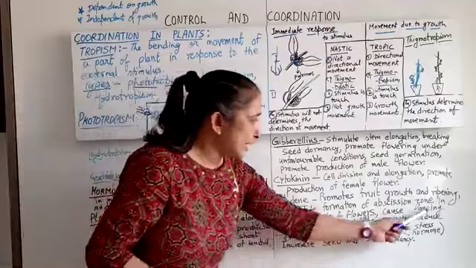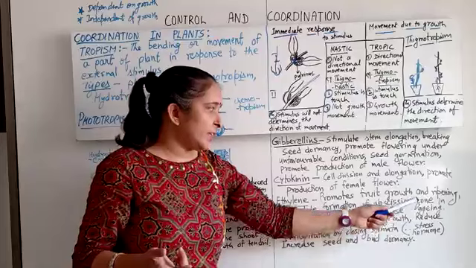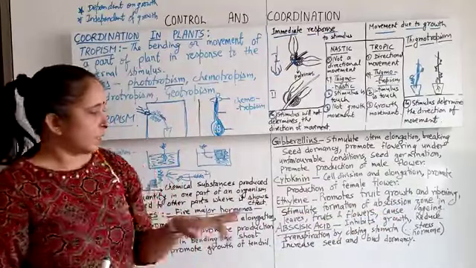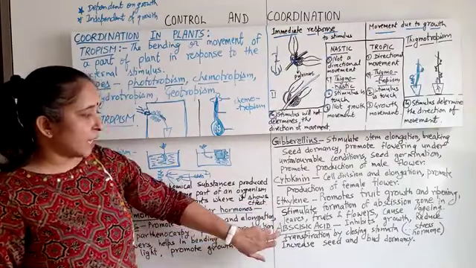Okay. Now it causes aging naturally. These cause aging and ripening. So the main function is aging and ripening. That is done by ethylene. Next is abscisic acid.